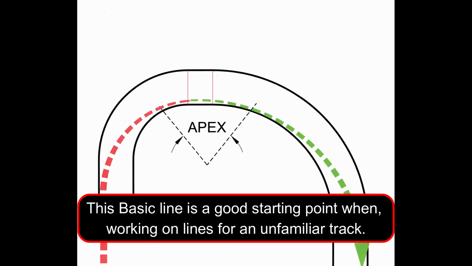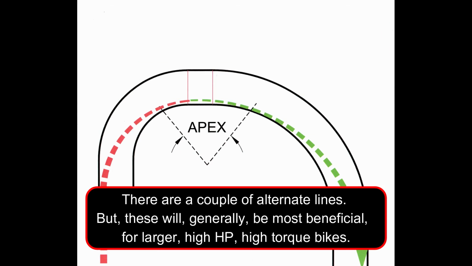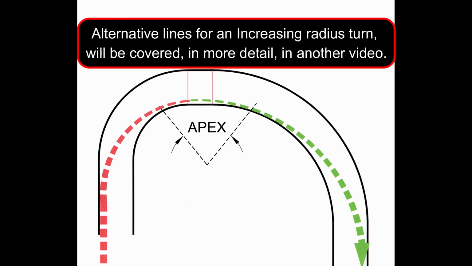Once again, the basic line for this type of turn is a good starting point when working on lines for an unfamiliar track. This basic line is a good race line for the smaller, lower torque bikes in most situations. There are a couple of alternate lines, but those will generally be most beneficial for larger, high horsepower, higher torque bikes. Alternate lines for an increasing radius will be covered in more detail in another video.